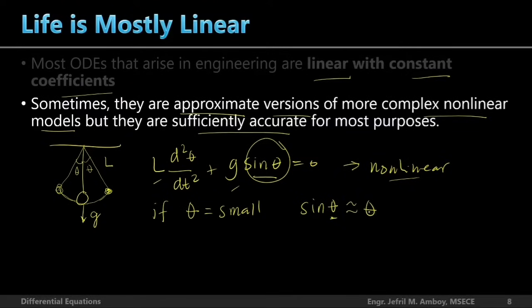Actually, you can verify that using a calculator. Get a calculator and input sine of something. Dapat naka-radian mode ka ha. For example, sine of 0.2. So, this is an angle 0.2 radian, at ang makukuha mong sagot dyan, sigurado ako, approximately equal din sa 0.2. So, if we impose the condition that this angle is small enough, then I can replace sine theta with simply theta. Para maging ang equation natin is L theta double dot plus G theta equals 0.